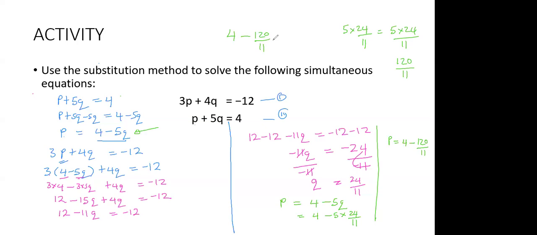Those who know how to use the calculator, you can put it on your calc. You say 4 minus 120 over 11. So on your calculator, you can just put something like this, 120, 11, if you know how to use it. Those who know how to use the calc, you can do.